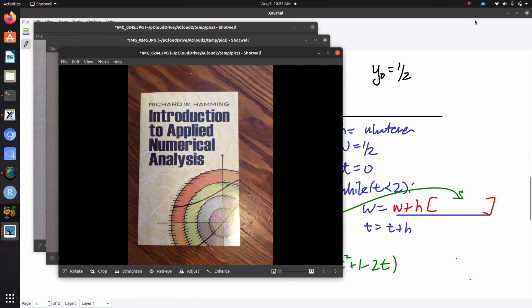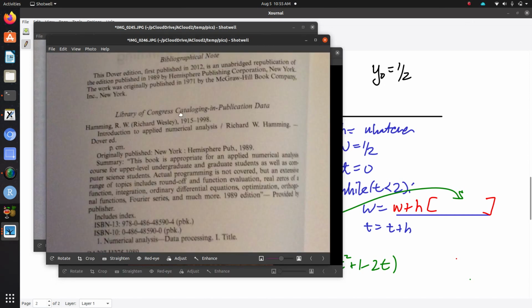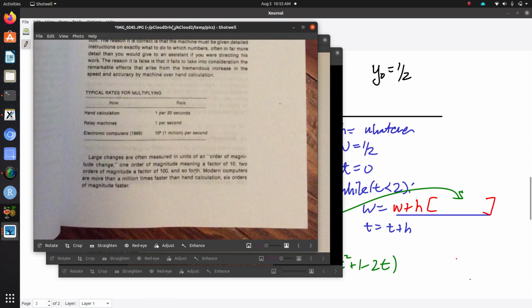This may be a good time to tell you this little thing. There's a book I like called, I think I emailed you about it, Introduction to Applied Numerical Analysis by Richard Hamming. You can see this is the information about the book itself. The author died in 1998, but he was very instrumental in many things. Very famous guy. I really love this book though, and not because he's famous.